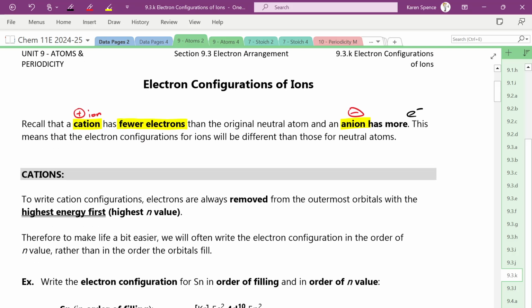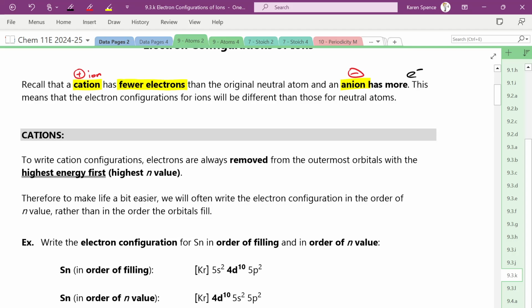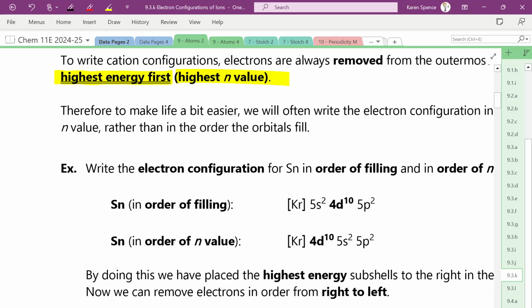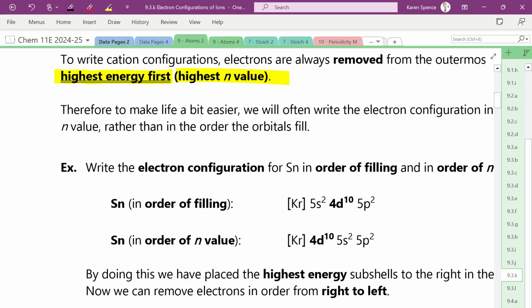9.3K. Cations: to write the cation configuration, electrons are always removed from the outermost orbitals with the highest energy first. So we always remove from the highest n value. Okay? This is an illustration of what might happen if you don't write in the order of n value.